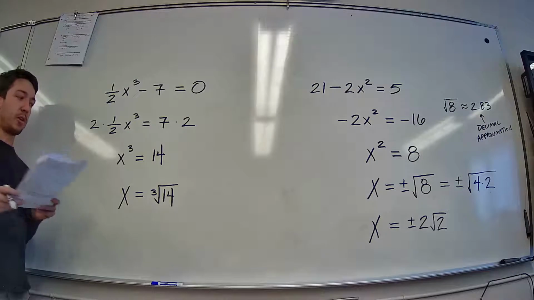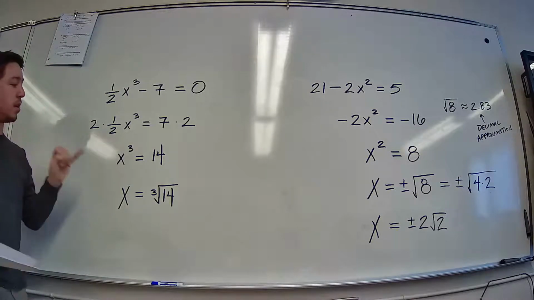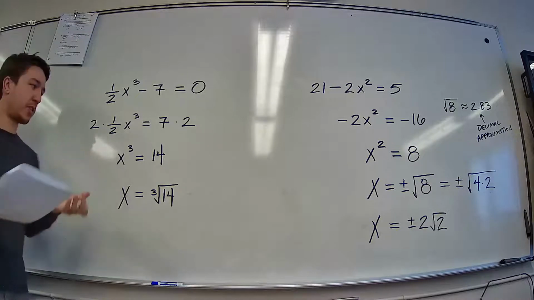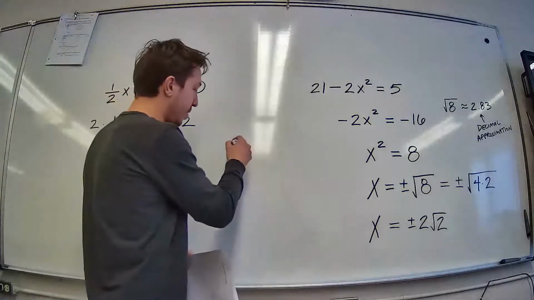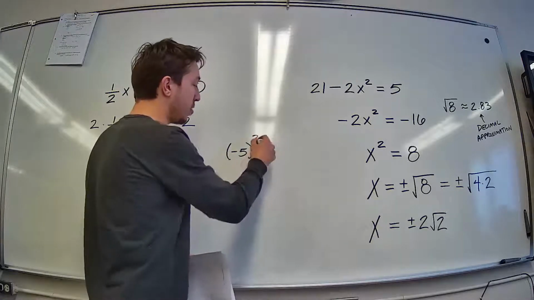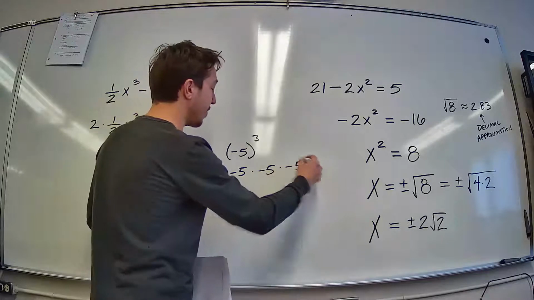What do you guys think? Is there one answer or two answers? There's only one. Because if you cube it, look, watch what happens if you cube a negative number. I'll cube the number 5. -5 cubed is -5 times -5 times -5.